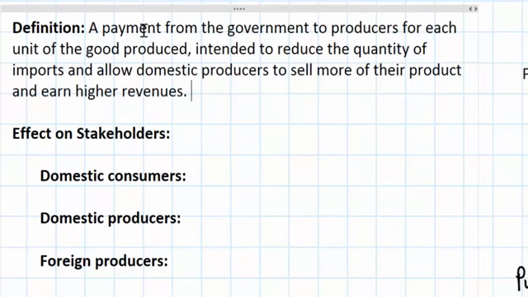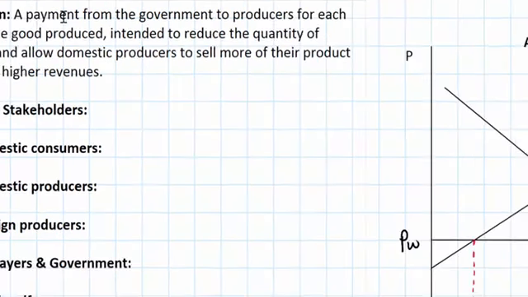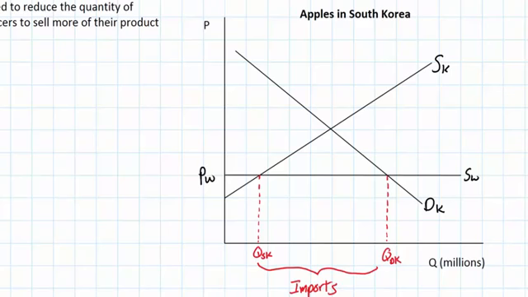In other words, the intent of a protectionist subsidy is essentially the same as any other form of protectionism, to increase the sales and the revenues of domestic firms at the expense of foreign producers. Looking at our graph on the right, we can illustrate the effects of a protectionist subsidy in the market for apples in South Korea. You might have learned in microeconomics that a subsidy is a determinant of supply for a good, and a subsidy lowers the marginal cost of producing a good for the firms that receive it.